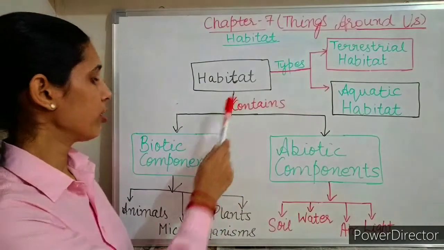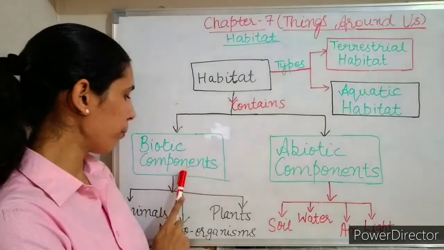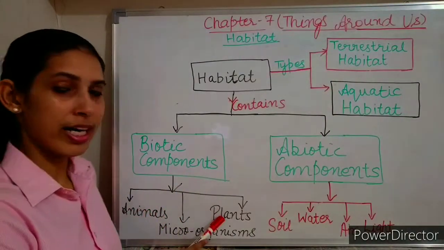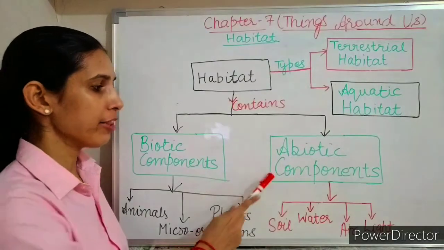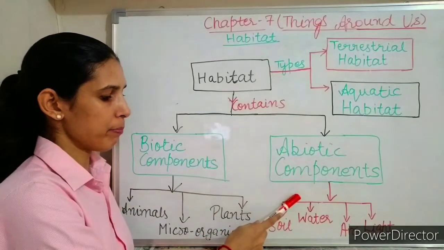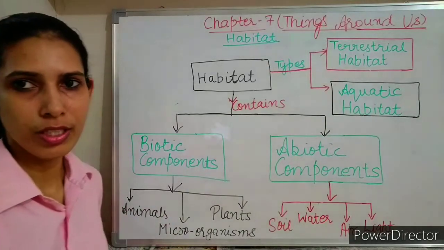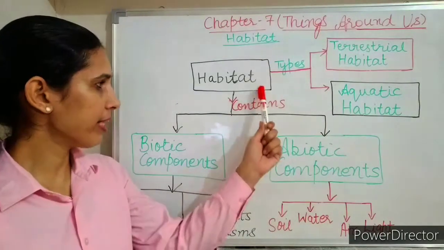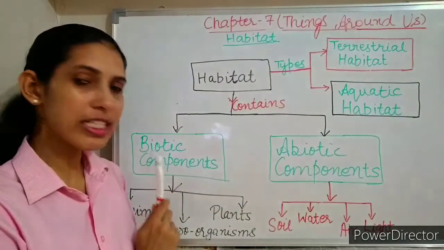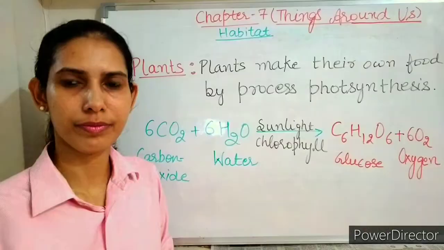A habitat contains both living components and non-living components. Living components are known as biotic components. For example, animals, plants, microorganisms. And the non-living components are known as abiotic components. Examples are soil, water, air and light. So, we have studied that a habitat contains both living and non-living components. Living components are known as biotic components and non-living components are abiotic components.